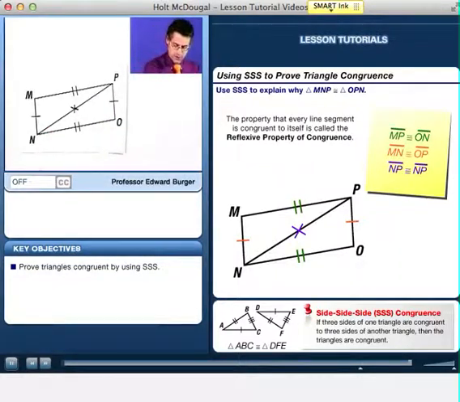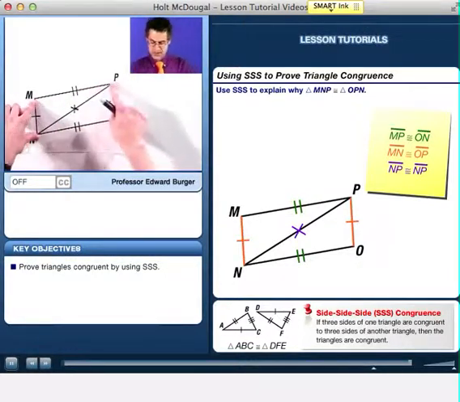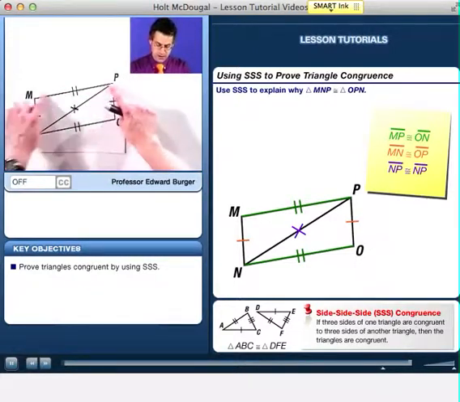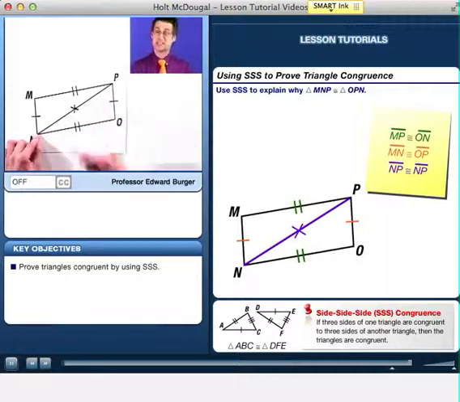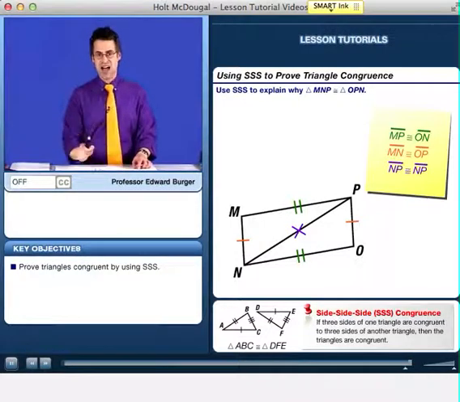And so, therefore, all the corresponding sides are congruent: this side of this triangle is congruent to that side of this triangle, this side of this triangle is congruent to this side of this triangle, and this side of this triangle is congruent to this side of this triangle, since that side is the identical object. So these two triangles are congruent by side, side, side.